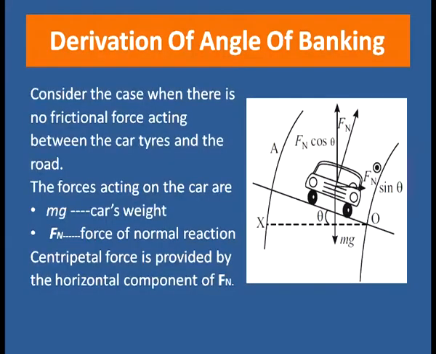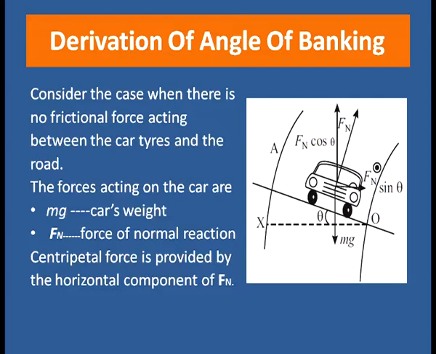Consider the case when there is no frictional force acting between the car tires and the road. The forces acting on the car are mg, which is the weight of the car, and Fn, which is the force of normal reaction. The centripetal force is provided by the horizontal component of the normal reaction, that is Fn.